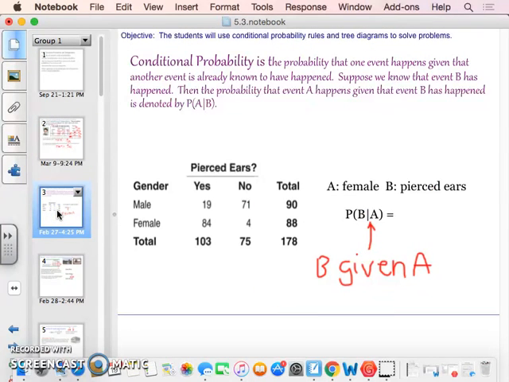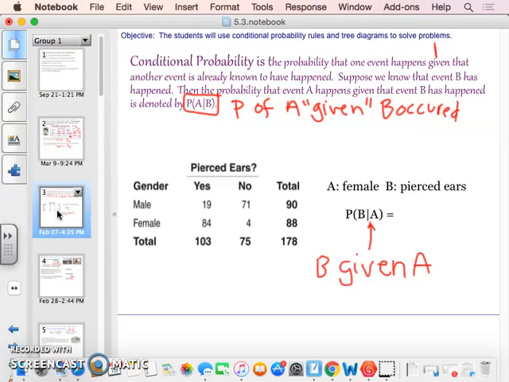All right, so this is what we call conditional probability. Conditional probability is the probability that one event happens, given another event has already been known to happen, and the symbol we're going to use to represent given is a line. So how would we say this? We would say this is the probability of event A given B occurred.